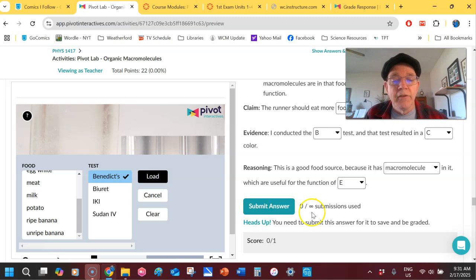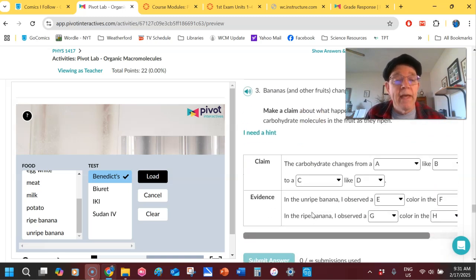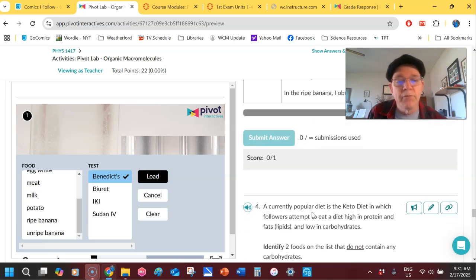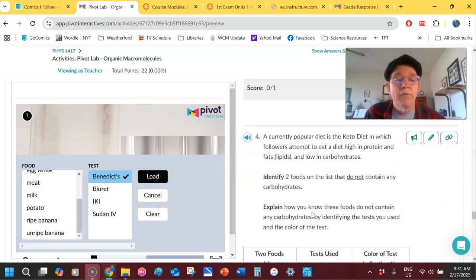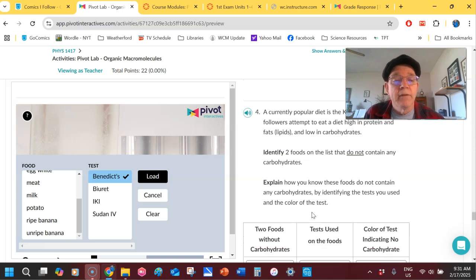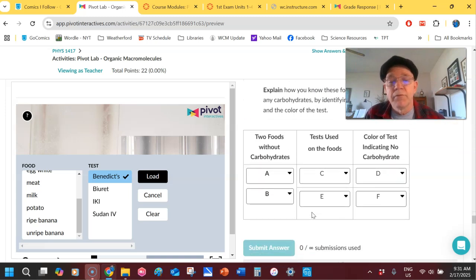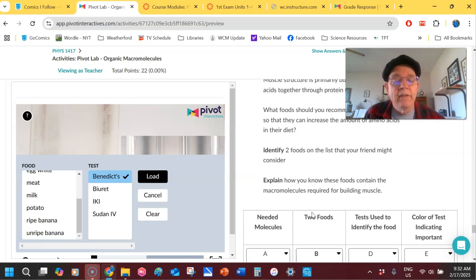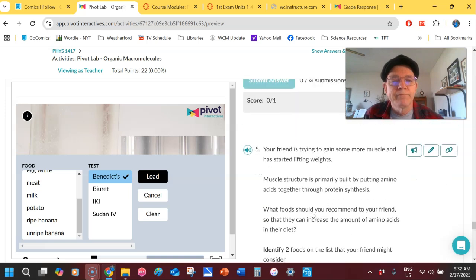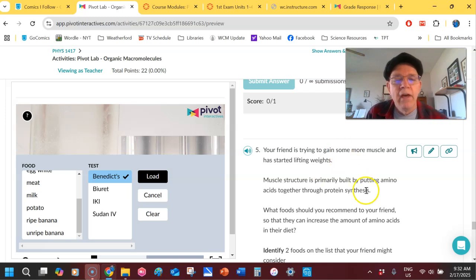All right. Then you'll do the same thing with bananas, about ripe versus unripe bananas, what nutrients they have in them. Then a keto diet where you want high protein and low carbohydrates. So you would try to do tests to show foods that don't have carbohydrates. And probably the most difficult, trying to gain muscle, getting protein.